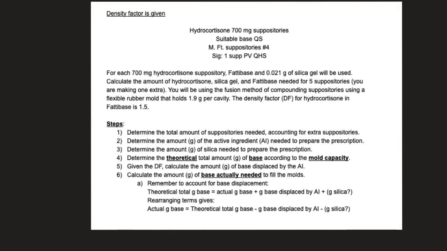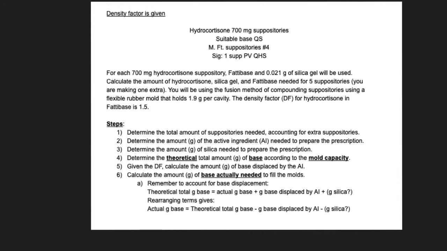Number 1, you're going to determine the total amount of suppositories needed. Number 2, you'll determine the amount of active ingredient needed. Number 3, you'll determine the amount of silica needed. Number 4, you'll determine the amount of base only, or basically the theoretical amount of base according to the mold capacity. Number 5, you'll calculate the amount of base displaced by the AI. And number 6, you'll calculate the amount of base actually needed. So to put the words into actual math, we have example calculation number 1.